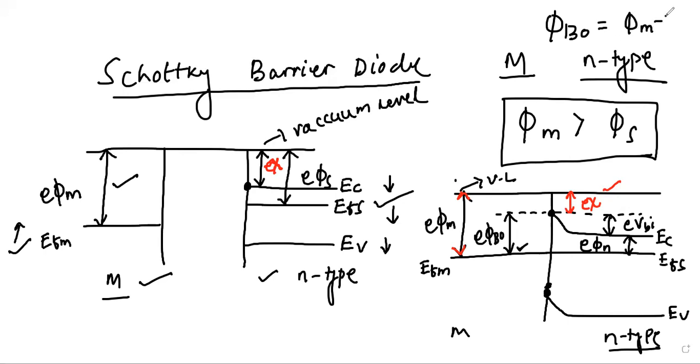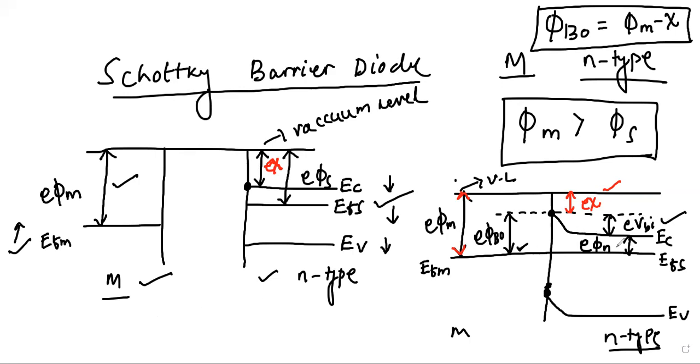That is one thing we can determine. Using this, phi B0, which is the ideal barrier height or Schottky barrier height, can be determined from the metal work function minus the electron affinity of the semiconductor. This difference gives us the ideal barrier height or Schottky barrier height. This is one thing. And then the second thing is the built-in potential barrier, that also can be determined.